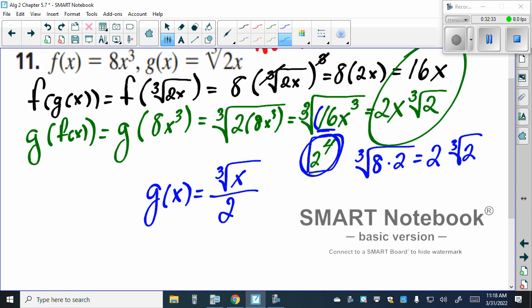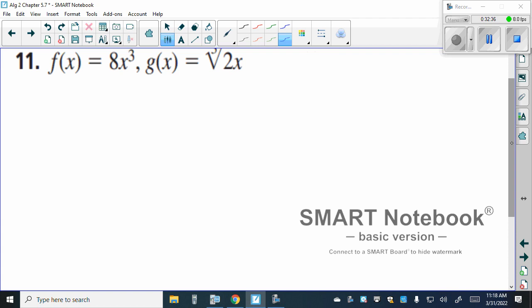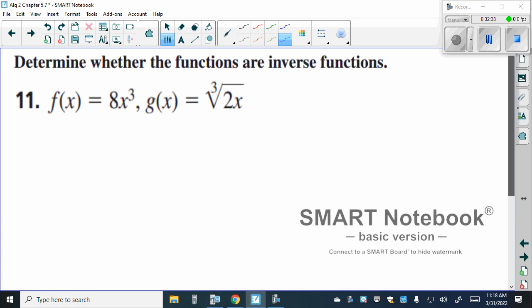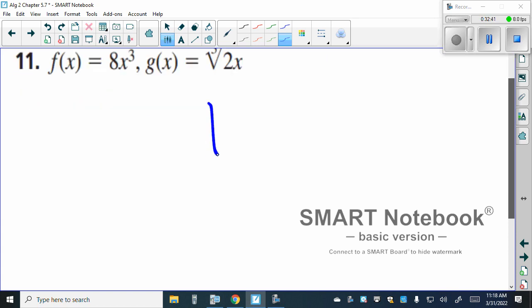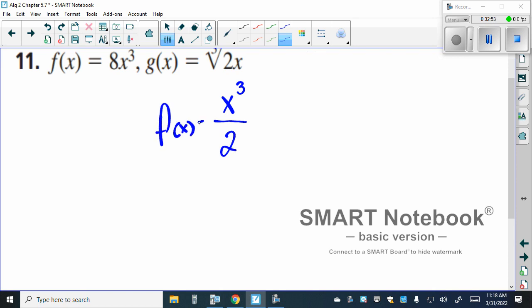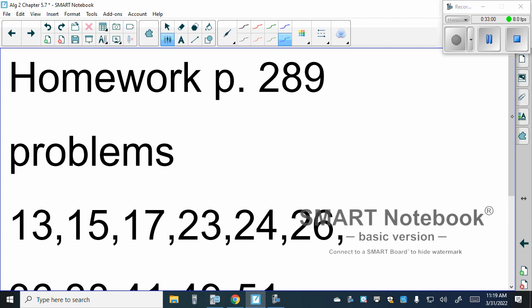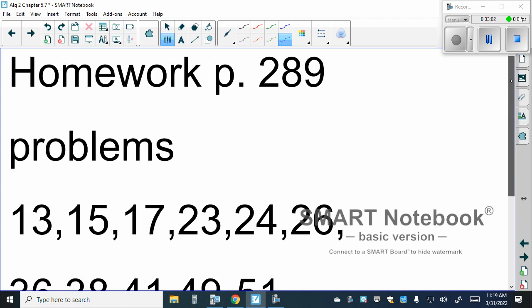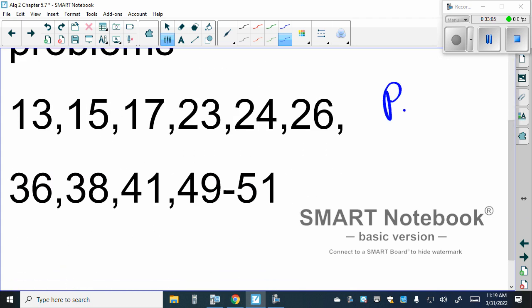Now, if g of x actually was the cubed root of 2x cubed, what would f of x be? Well, apparently I'm going to do that. X cubed over 2, if we wanted to go the other way around. X cubed over 2. But that's all we're doing for this here, 289. So this is on page 289.